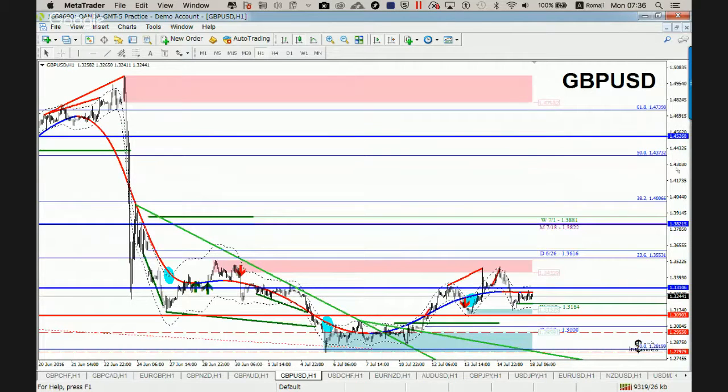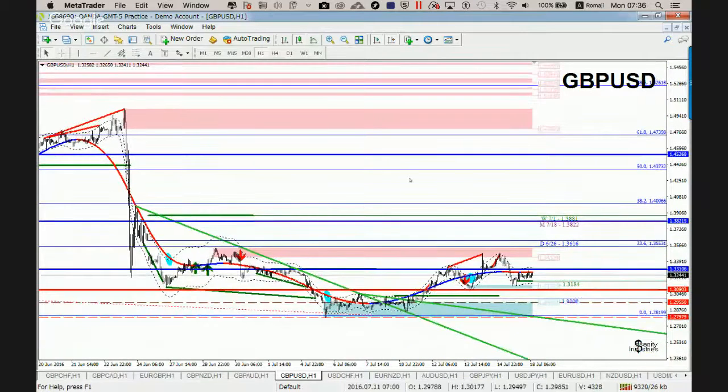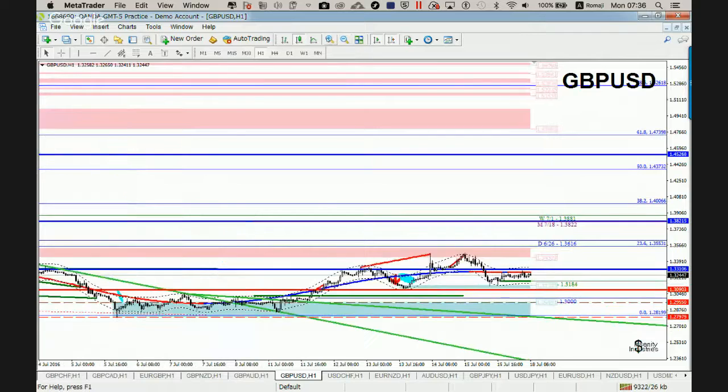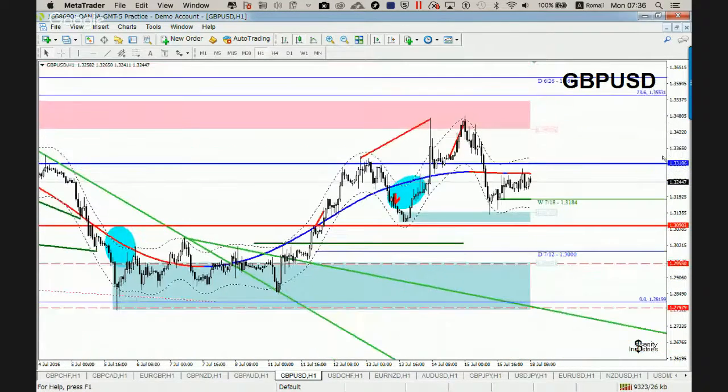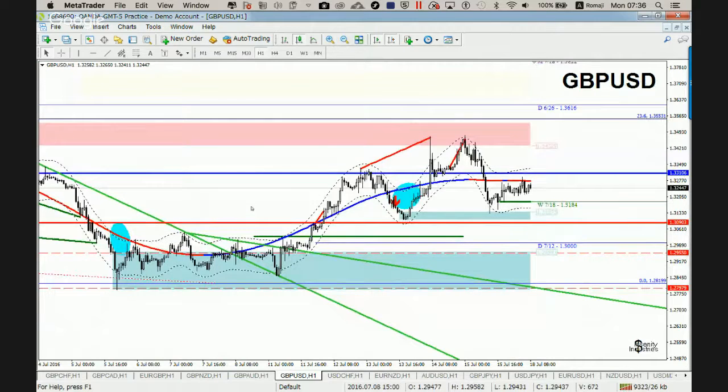So this, to my mind, hasn't given me the confirmation that I need to try it, but that would be a second chance entry when it does happen, and I'm still watching for that. So we'll check it again tomorrow and see if it's done that.